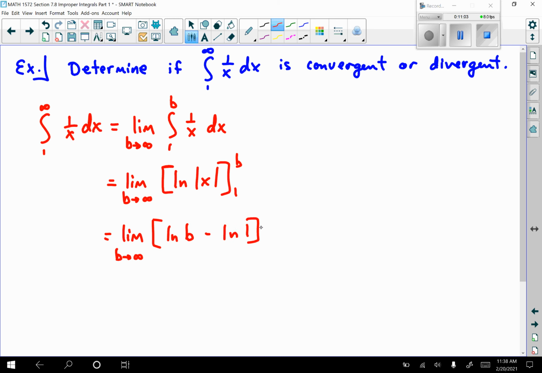And we know the natural log of 1 is what? 0. So we just get the limit as b approaches infinity of the natural log of b. Now to help us out here, I'm just going to make a quick sketch of y equals the natural log of x.